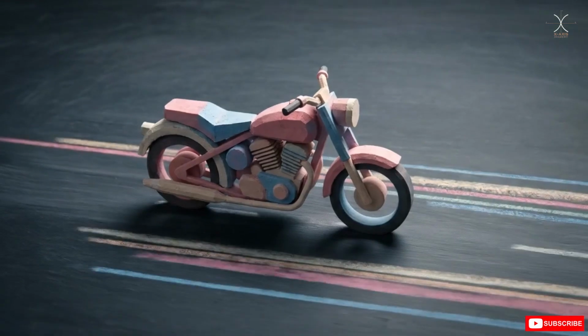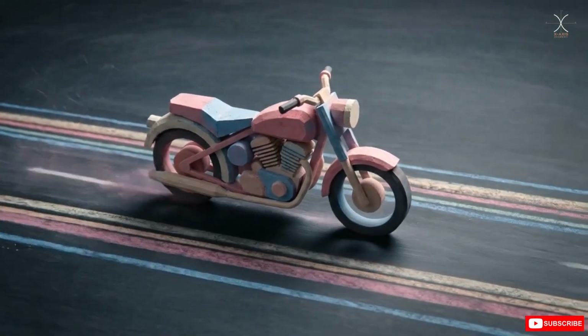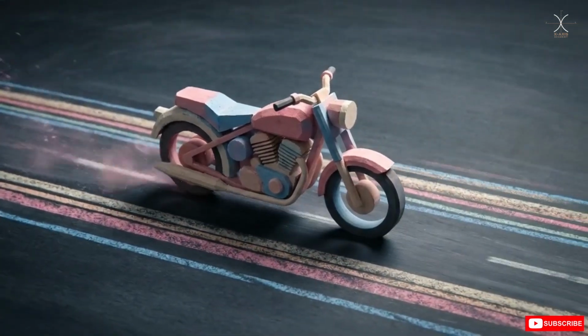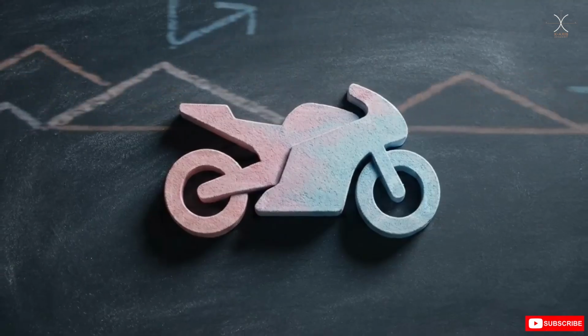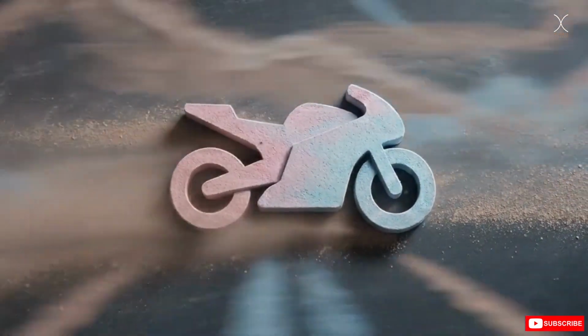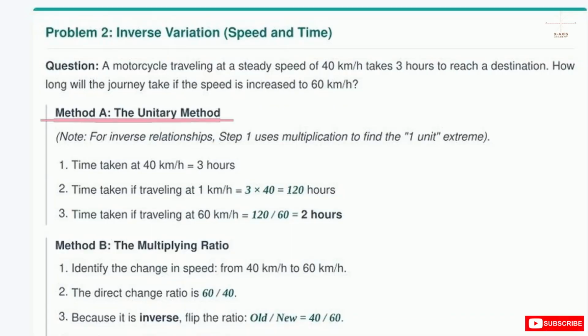Consider a motorcycle traveling steadily at 40 kilometers per hour. It finishes a journey in exactly 3 hours. We want to know what happens to the travel time if the speed increases to 60 kilometers per hour. Let's look at how the unitary method adapts to this twist. In method A, we cannot divide to find the baseline. Instead, we use multiplication to find an extreme single unit. Traveling at a crawling 1 kilometer per hour would take 120 hours. Dividing that 120 by our new speed of 60 gives us our answer, 2 hours.